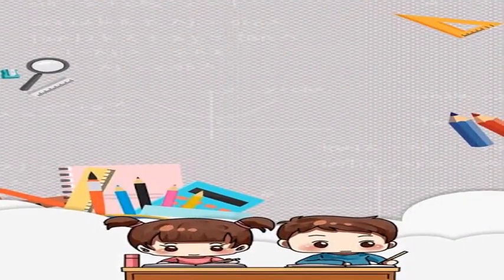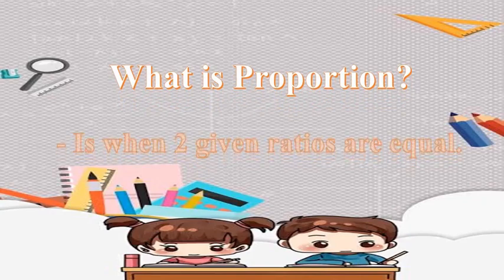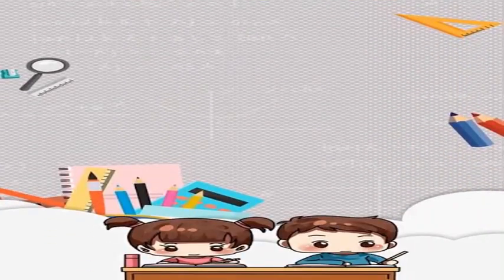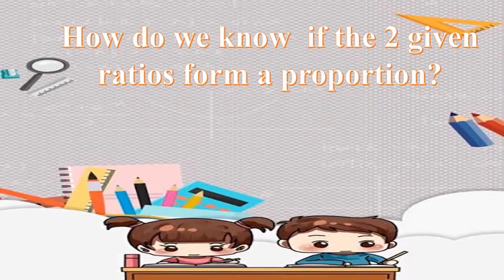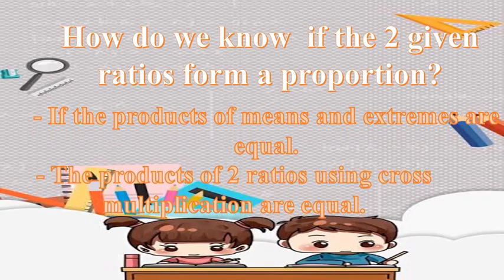Let's sum up what you've learned for today's lesson. What is proportion? Proportion is when two given ratios are equal. How do we know if the two given ratios form a proportion? If the products of means and extremes are equal, and the products of the two ratios using cross multiplication are equal. Very good.